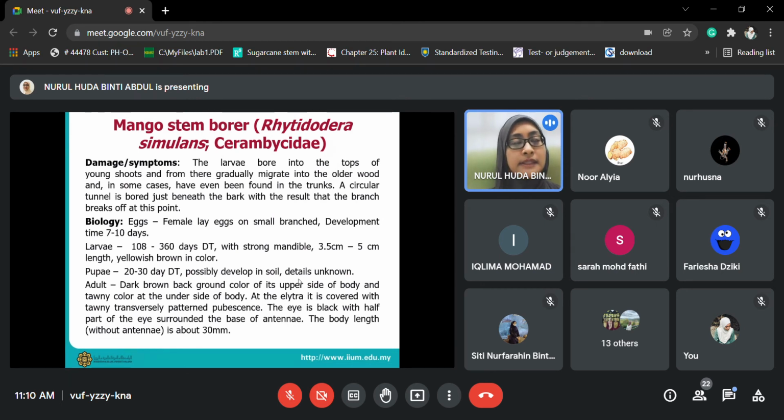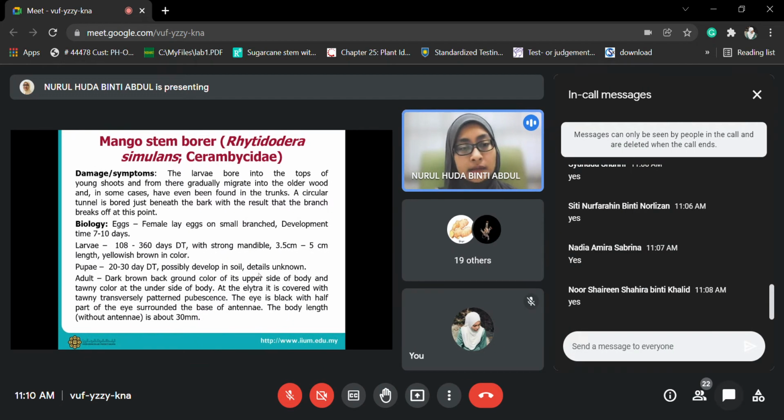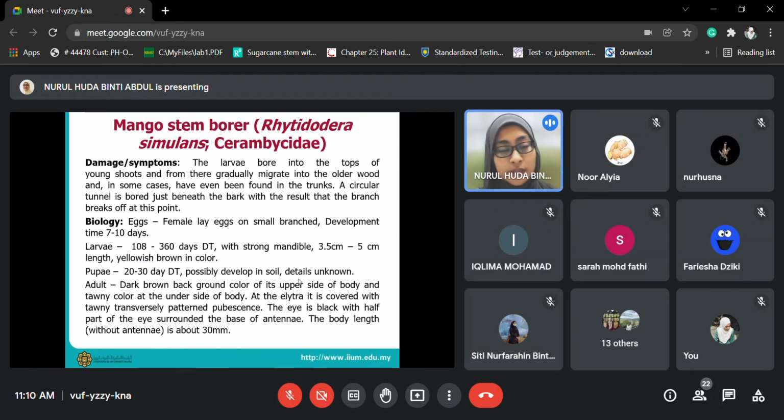Usually sometimes develop in soil, but the detail unknown, because sometimes you can find the newly emerged adult dekat bahagian part yang patah atau yang jatuh tadi due to the strong wind. So there is a possibility that they actually pupate on the trunk as well. Okay, but it's just that detail is unknown.